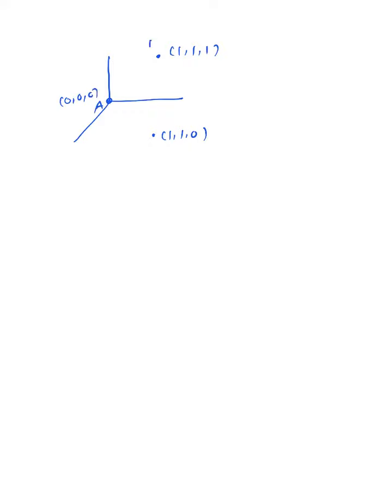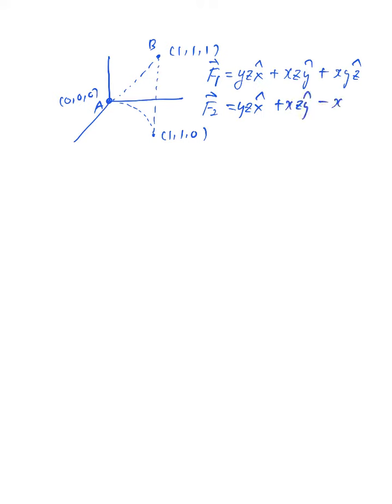This is A, this is B. So this is C3, this is C1, this is C2. So let's think about two different functions, F. So F1, maybe I need to save the space. This is a vector function or vector field. Say yz x plus xz y plus xyz z. And say F2 is almost identical to F1 except the third component: yz x plus xz y, say minus xyz z.